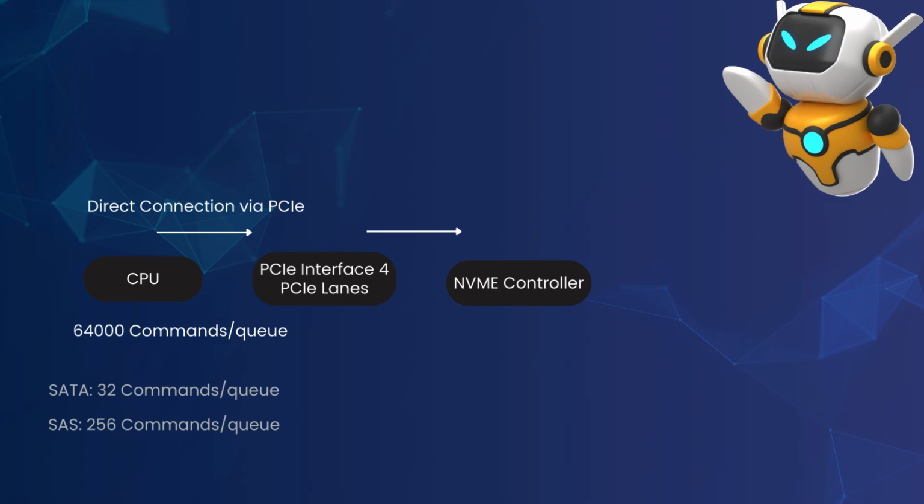The NVMe controller uses multiple command queues to process data. NVMe supports up to 64,000 commands per queue, with 64 queues possible. Finally, the data is stored in NAND flash, the non-volatile memory. This direct connection and high command queue depth allow NVMe to offer significantly higher speed and lower latency compared to traditional storage interfaces like SATA and SAS, which are designed for slower hard disks.